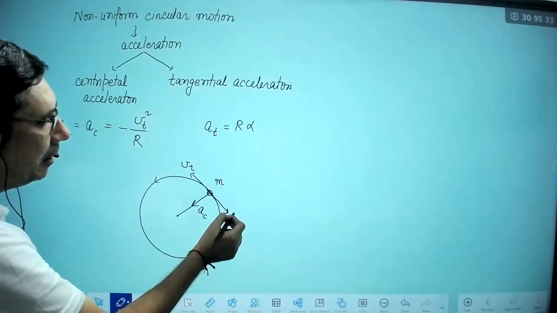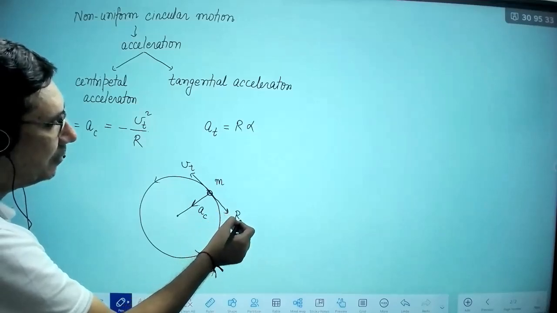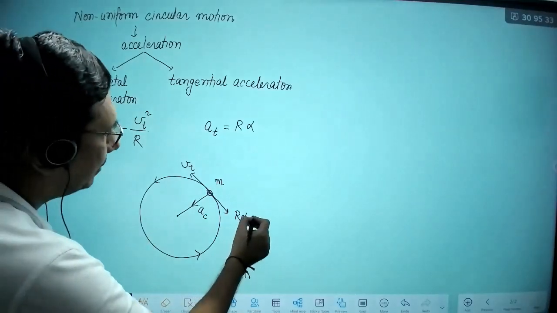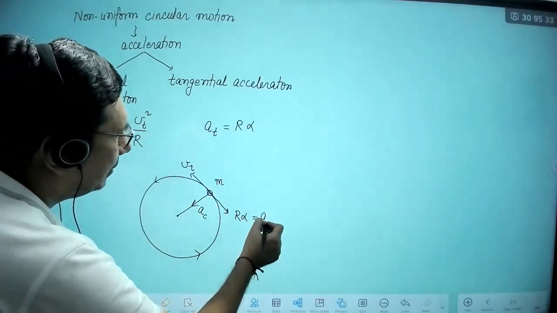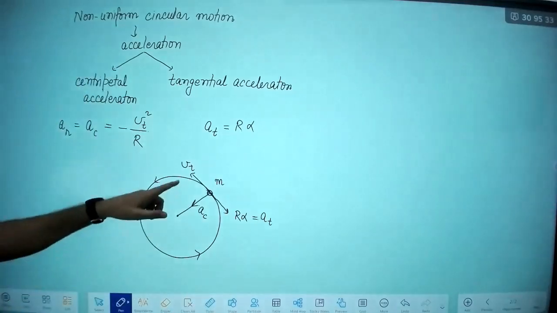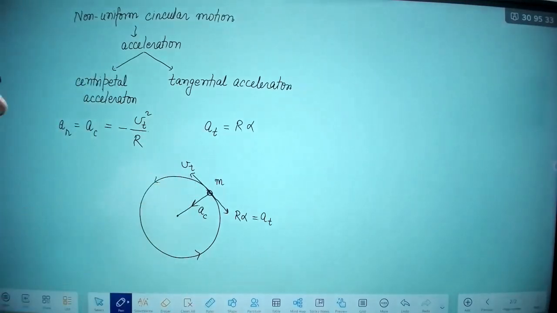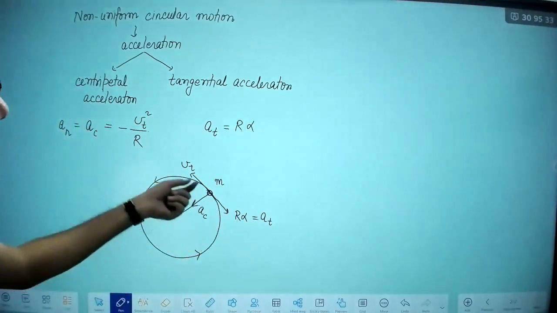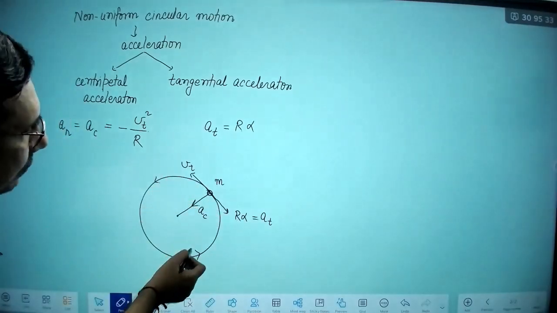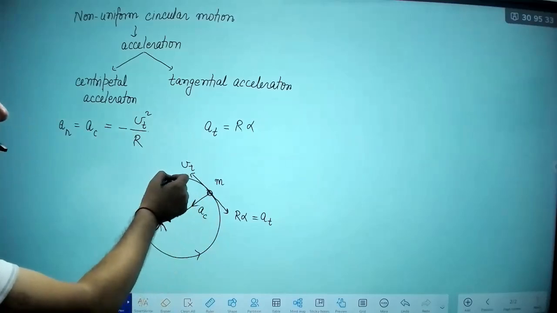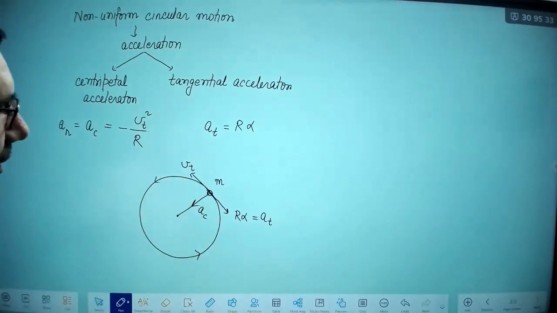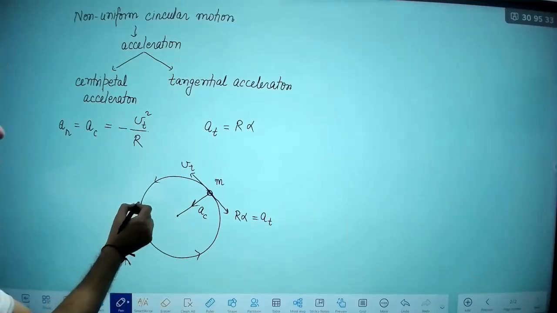This will be R alpha. They are in opposite directions. Try to understand here, the direction of this velocity Vt and this tangential acceleration At are in opposite directions. That's why for this half cycle, this will be retardation.